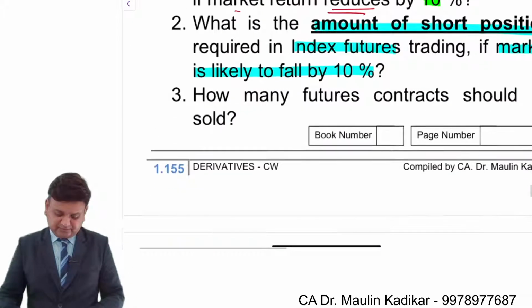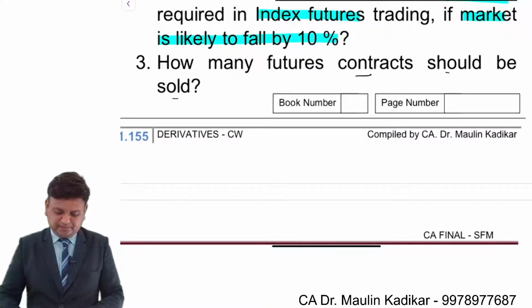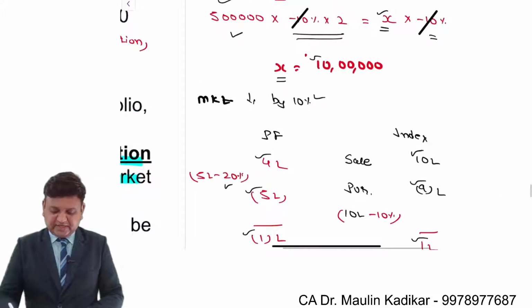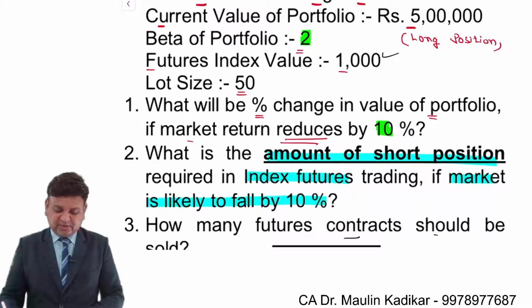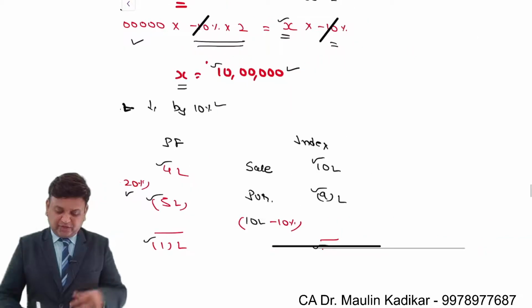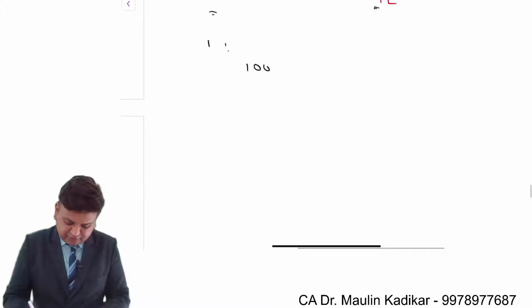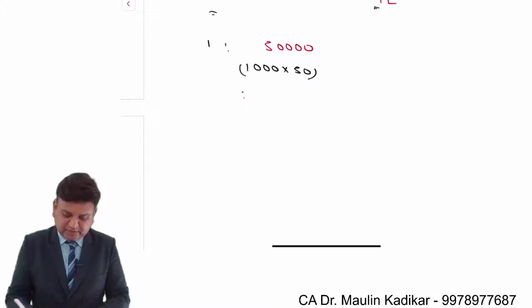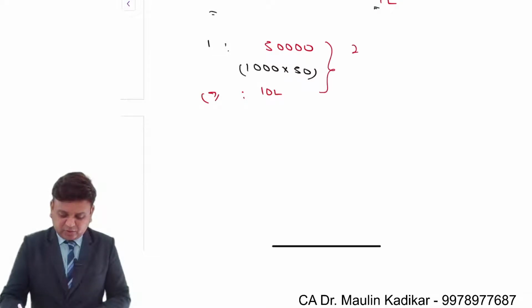Now the next question is, do not write anything, let us have understanding. How many futures contracts should be sold? We understand that 10 lakhs is the amount. Over here, the futures index value is provided as 1000 and the lot size is provided as 50. So if you enter into one contract, it is 1000 into 50, so 50,000 rupees is the amount for which the futures contract is sold. You want to sell index for 10 lakhs, so you have to enter into 20 contracts.